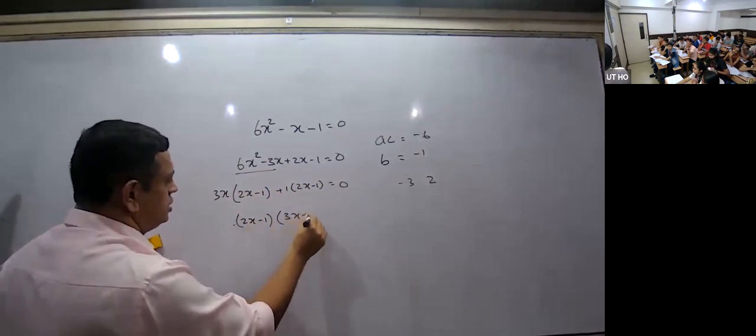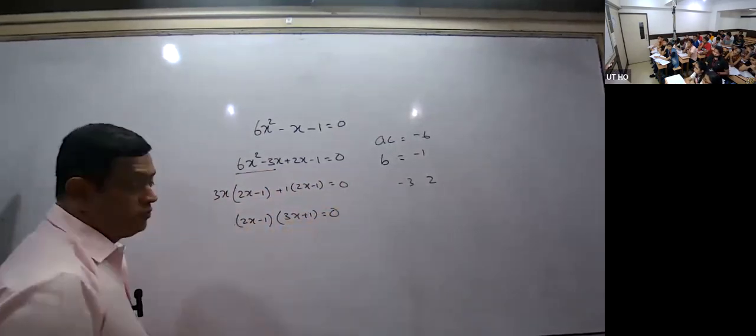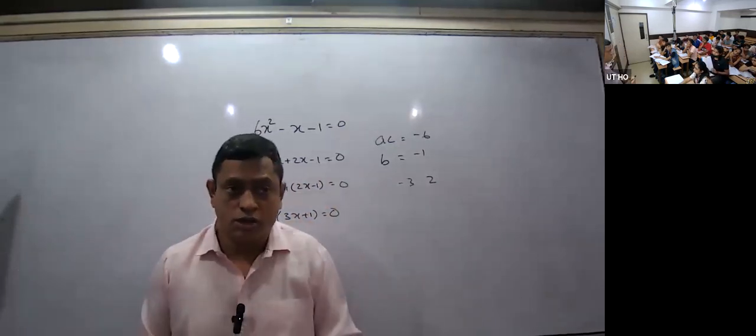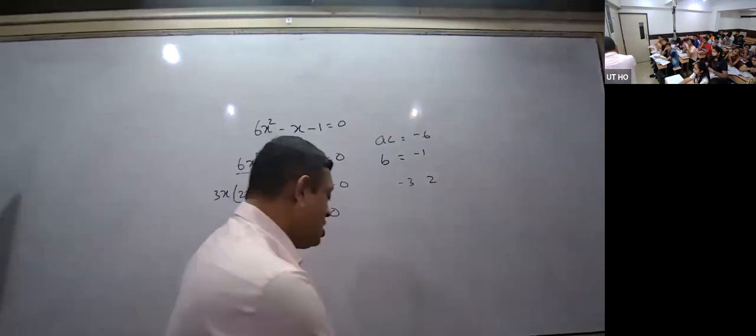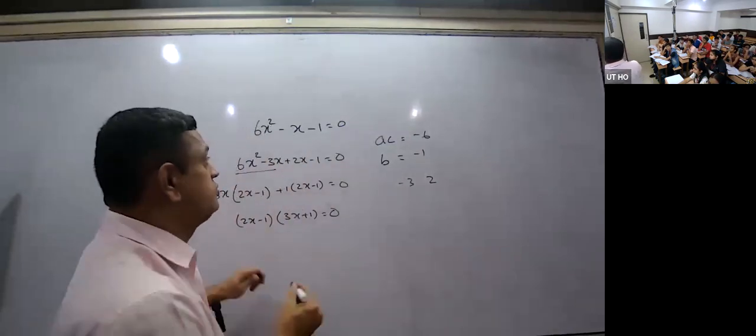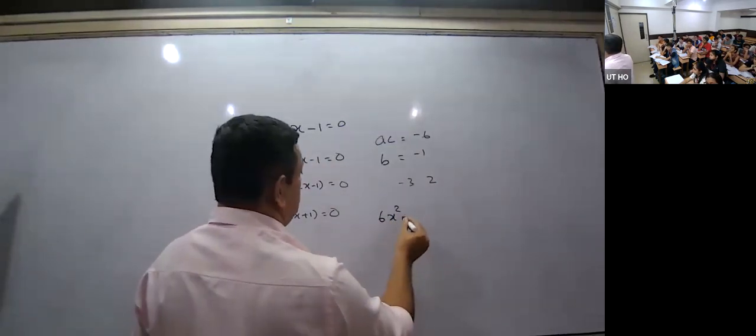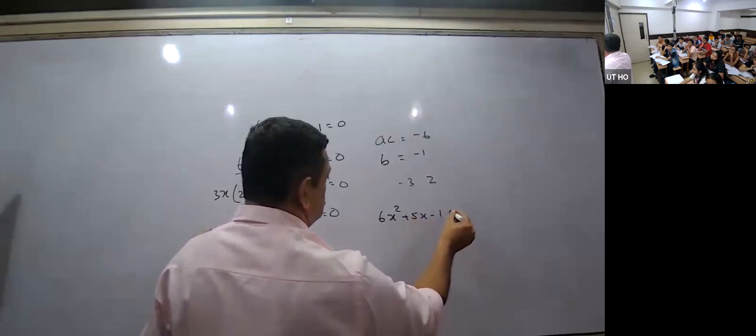Any order you can write, there is no problem. So this is the one, factorization is done. Okay, understood. Now look here, you have to be careful, very careful. Suppose the same question was given as 6x square plus 5x minus 1 equal to 0.